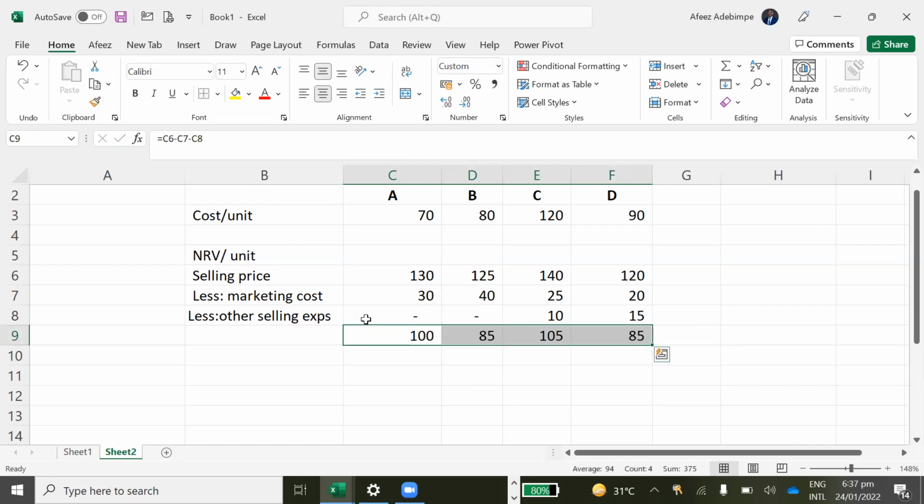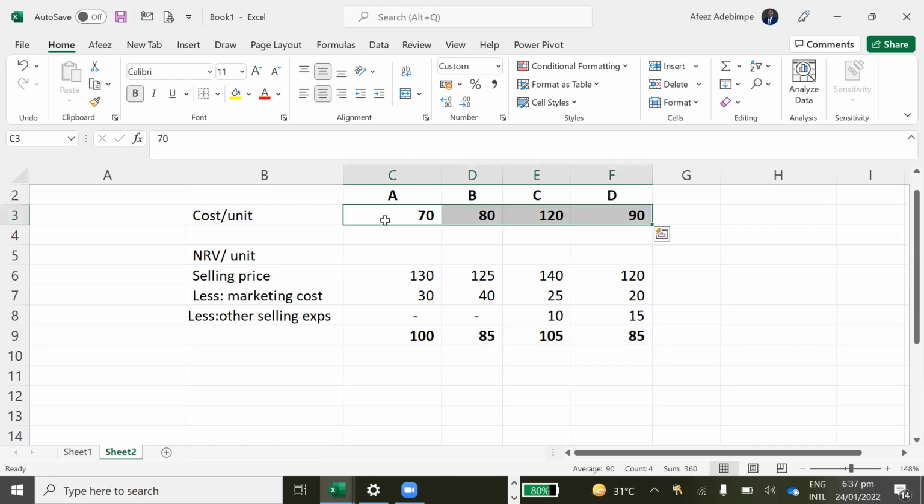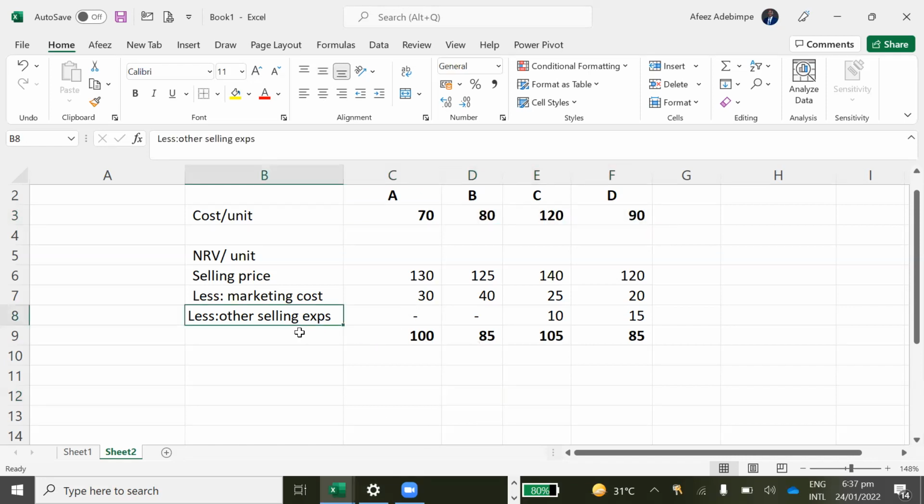Good. So I've been able to compute my NRV per unit for the 4 products. For unit A, NRV is 100. For item B, I have 85. For item C, I have NRV of 105. For item D, I have 85.